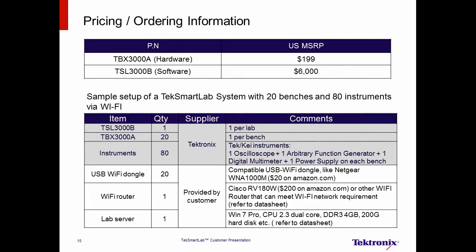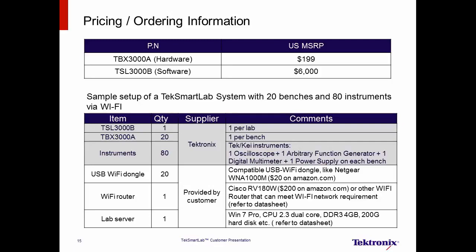Now let's take a look at pricing and ordering information. The U.S. list price of the TBX 3000A is $199. The TLS 3000B U.S. list price is $6,000.